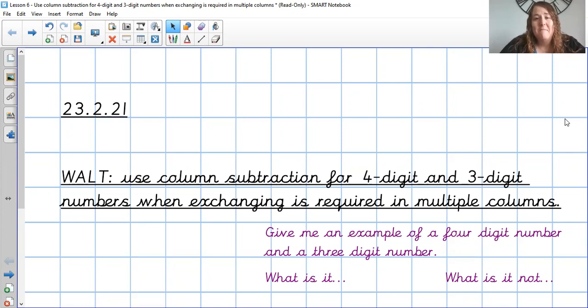Before we get started today, I must say how impressed I was with the work that came in yesterday and how well you all did when exchanging in multiple columns. You did really, really well. So today's lesson is lesson 6, and we're going to be using column subtraction for 4-digit and 3-digit numbers, again when exchanging is required in multiple columns. If you found yesterday's work quite easy, this shouldn't be too much of a problem. And if you did struggle a little bit yesterday, that's fine. This is just going to recap some of those exchanges. Okay, let's get started then.